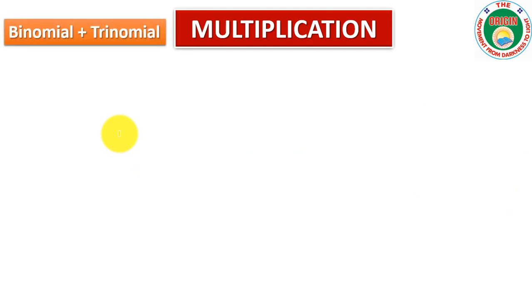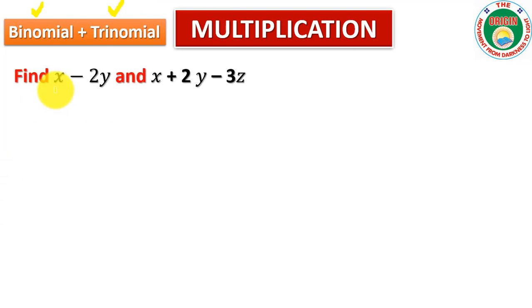Let's look at the problem. Binomial has 2 terms and trinomial has 3 terms. How to multiply the 2 terms and 3 terms? The problem is to find x minus 2y times x plus 2y minus 3z. This is a binomial, 2 terms are there: one is x, another one is minus 2y. The trinomial has the first term x, second term 2y, third term minus 3z.